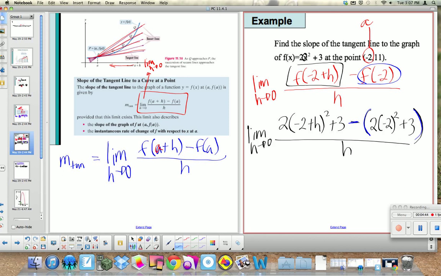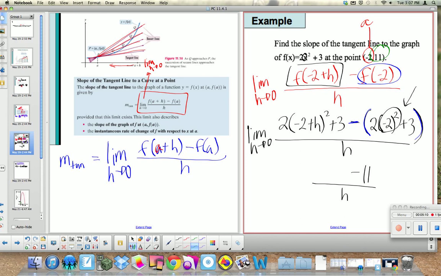So let's calculate this piece right here so we can have that done. We're still going to have it over h. But this value here, let's see, negative 2 squared is 4 times 2 is 8 plus 3 is 11. So we're going to be subtracting 11. Hopefully that makes sense because, remember, when you plugged in 2, we got 11. Negative 2 comma 11 was a point, so I kind of already knew the answer there.